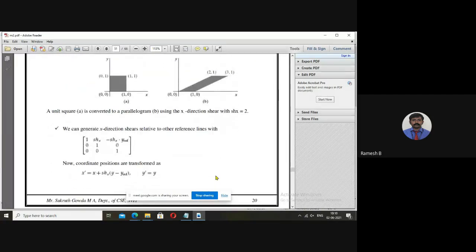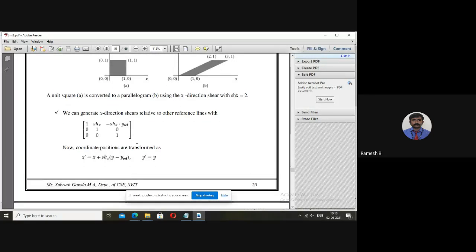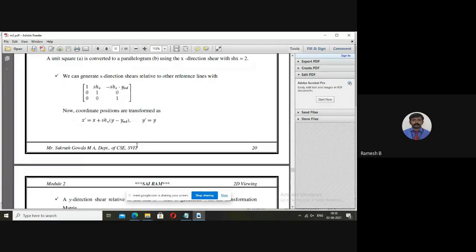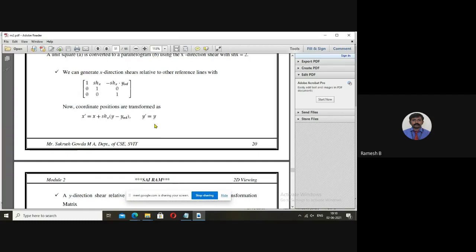Now this is the matrix which does the shear transformation. The new position of x, x dash, is given by this equation. Similarly, the new coordinate value y dash remains as y.